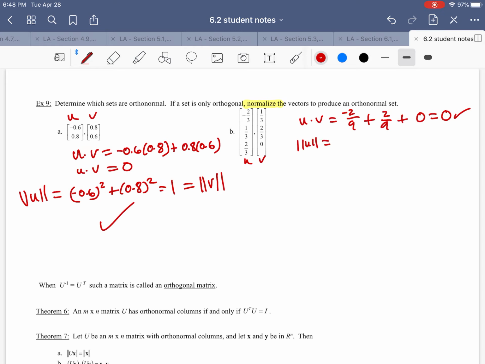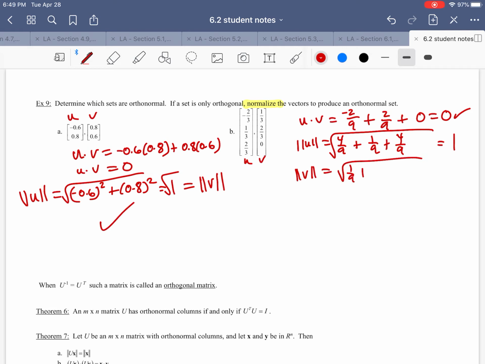Now, the magnitude of u. So magnitude of u would be 4/9 plus, oh, and I forgot over here, this is supposed to have a square root on it, but it doesn't matter because it's 1. So anyway, this is the square root of all this. So 4/9 plus 1/9 plus 4/9. Well, that's 9/9, so that's square root of 1, which is 1. So that works out. But there's a problem because the magnitude of v is not 1.